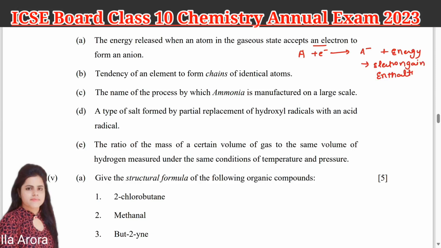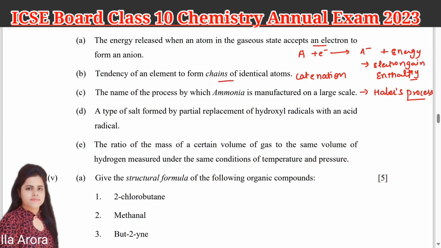Second, the tendency of an element to form chains of identical atoms like carbon is doing. So it is called catenation. C. The name of the process by which ammonia is manufactured on a large scale. That is Haber's process.